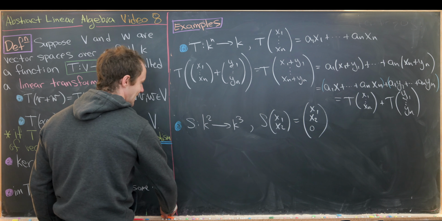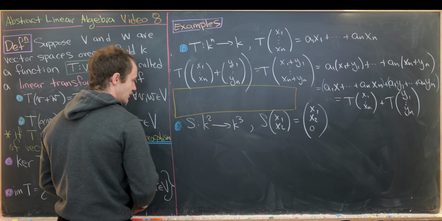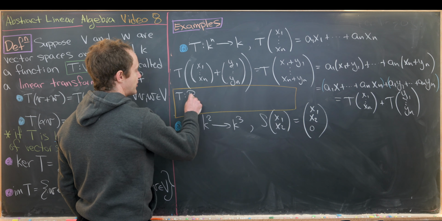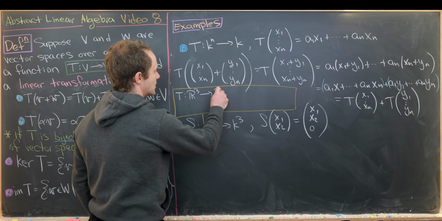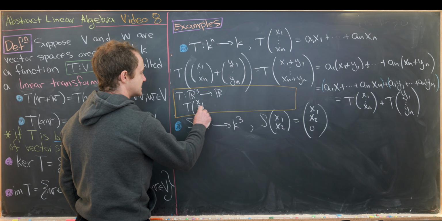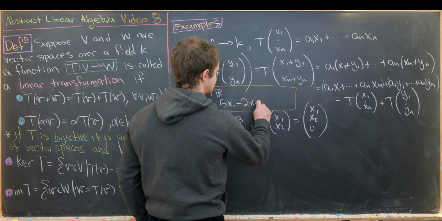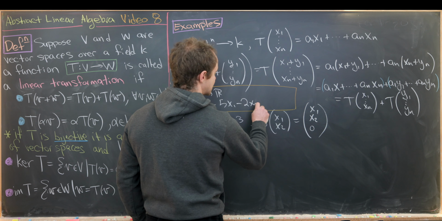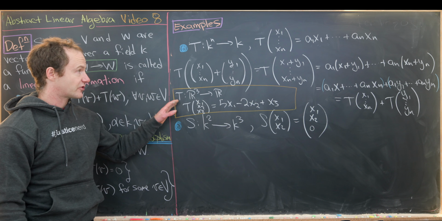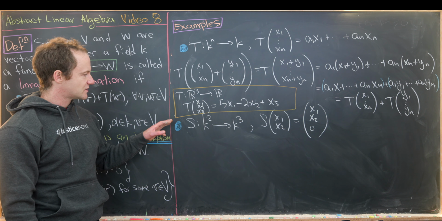And while we're at it, let's look at a very special example of this. Let's say we have T going from R3 down to R, and we would say T of x1, x2, x3 is, say, 5x1 minus 2x3, 2x2 plus x3. So that would be a really concrete example of this type of linear transformation.